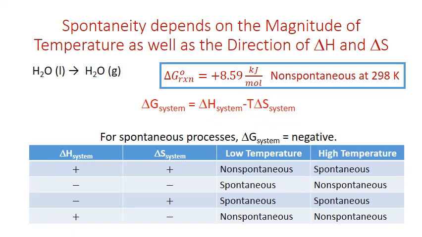For our second scenario, we're going to look at an exothermic process that decreases in entropy from reactants to products. So exothermic means a negative value for delta H, and a decrease in entropy from reactants to products is a negative value for delta S. Another classic example is freezing.